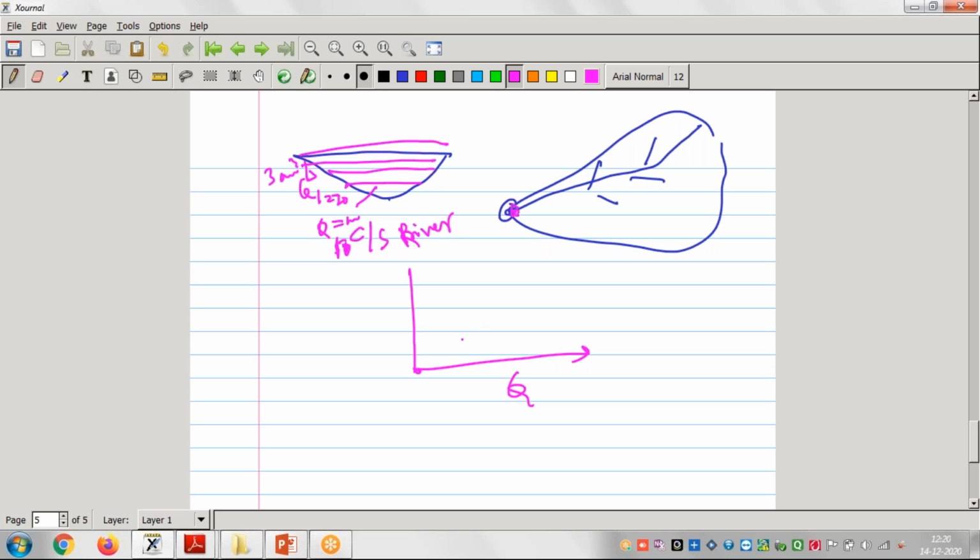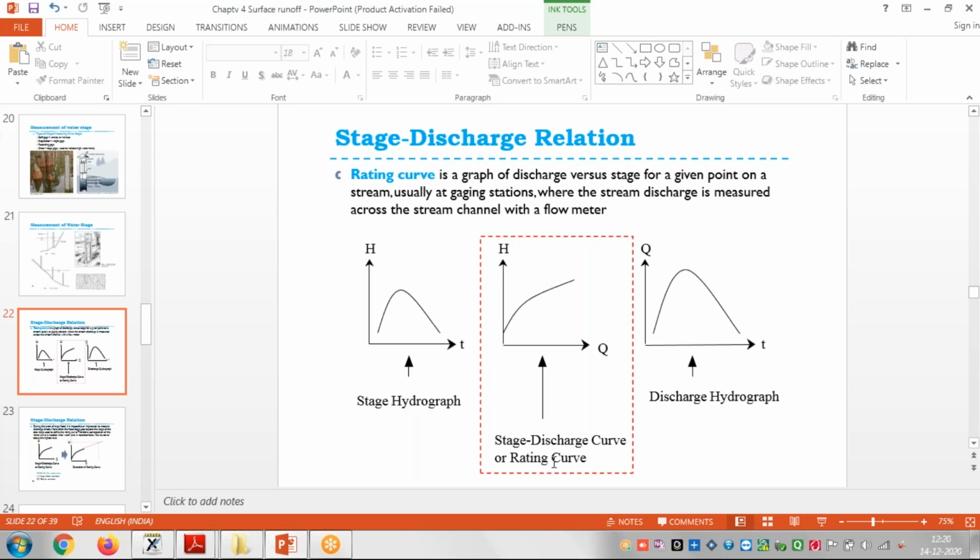So what we will do, we will take the discharge Q on the x-axis and on the y-axis the height, and again we will draw a graph. So this graph will be called a stage discharge curve or rating curve, right? Stage discharge curve or rating curve.